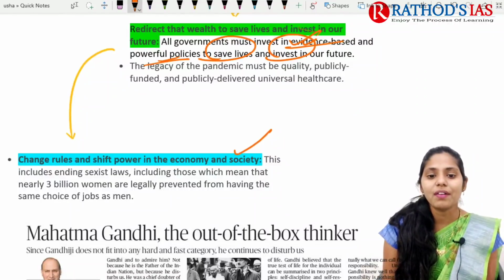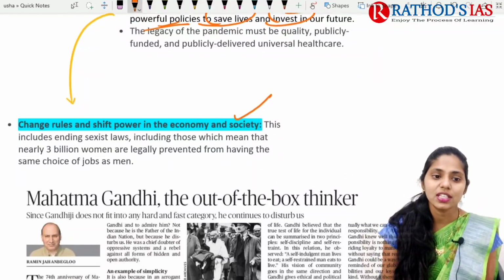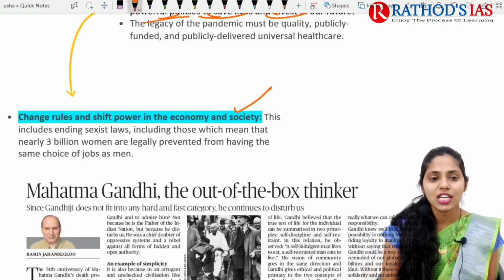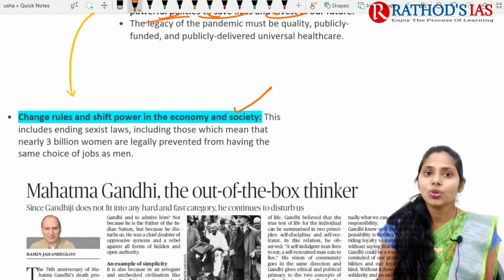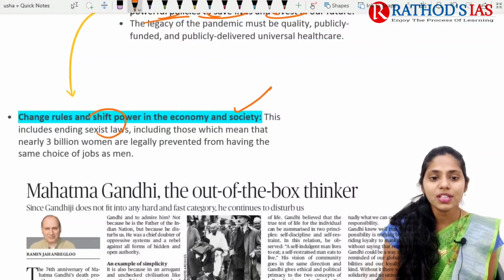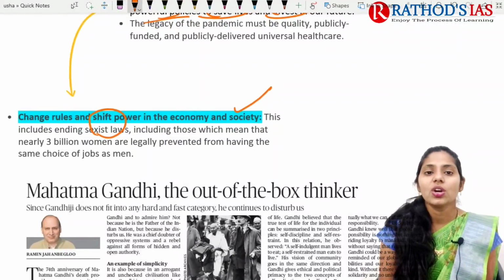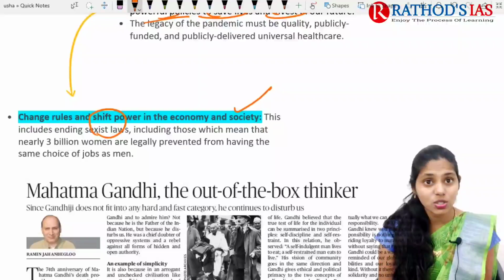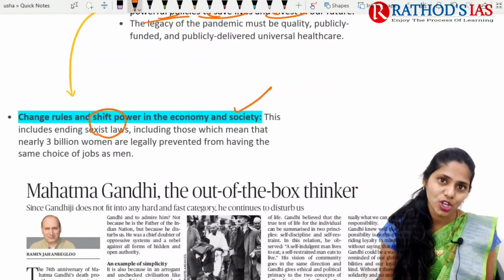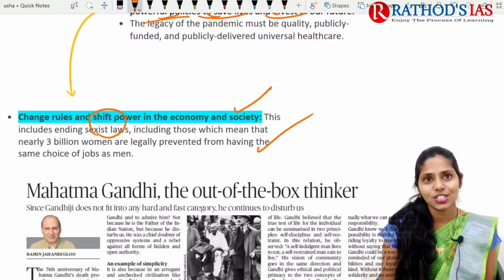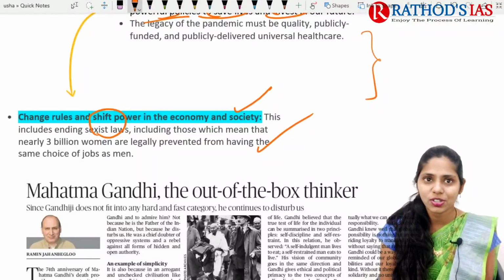and we need to shift the power in the economy as well as society. So here, if you're talking about changing the rules and shifting the power in the economy and society, we need to come up with some laws, and we need to implement those laws properly such that women and children are prevented from going out of their choice of jobs. Okay, so this is the gist of this topic, and I hope it is very clear.